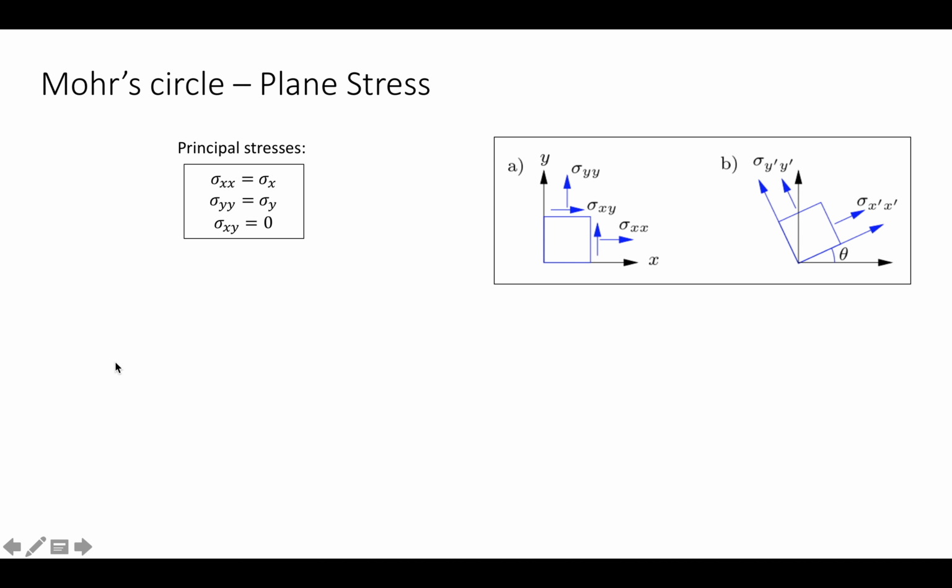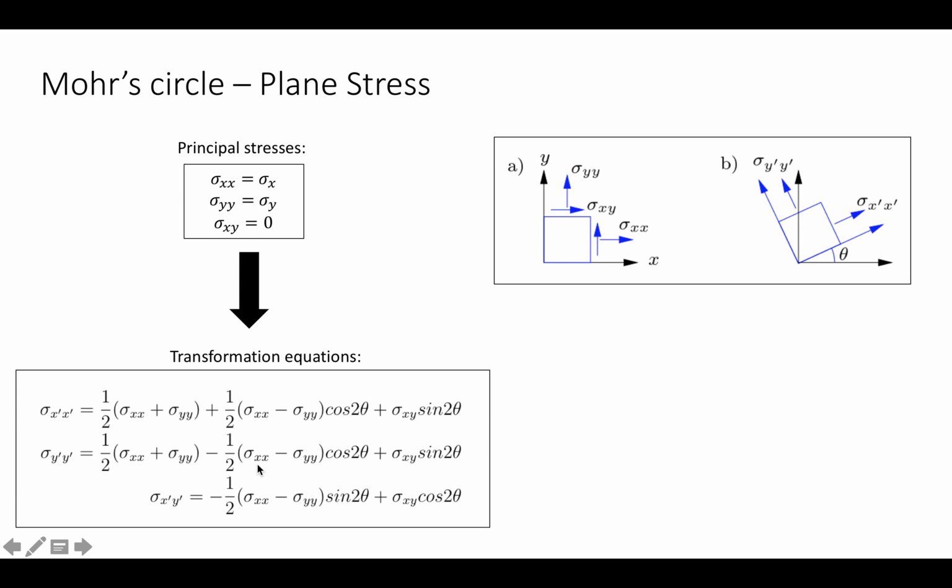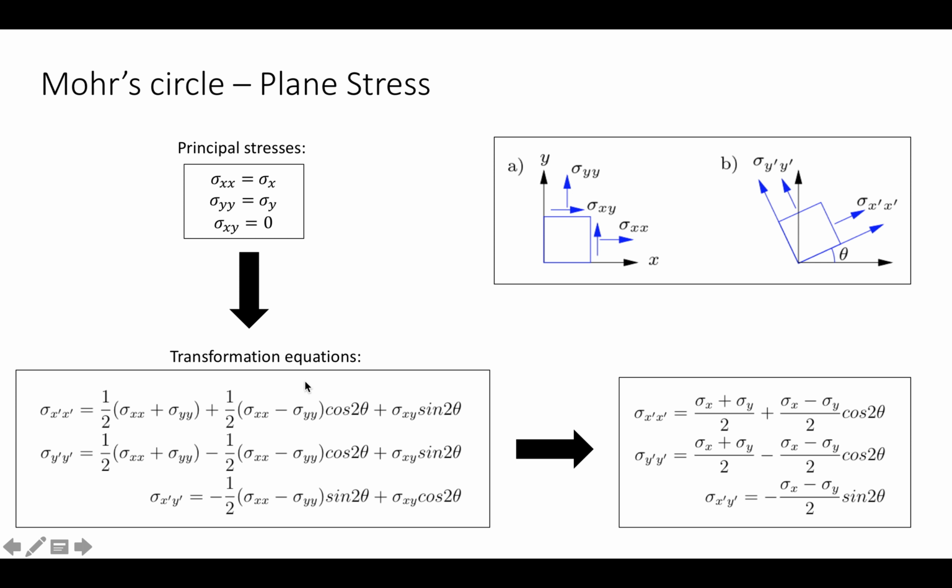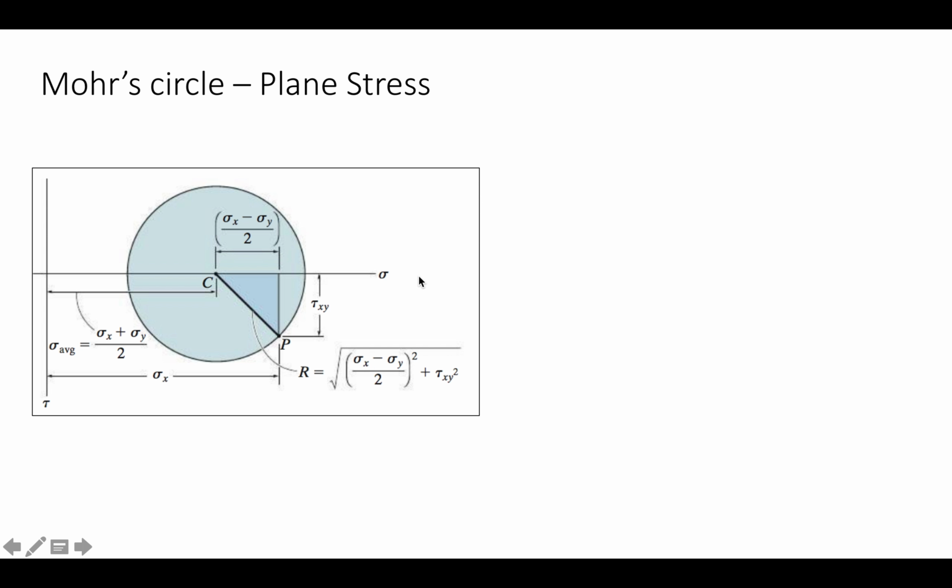So here you have the principal stresses in the figure, and then you rotate the plane by theta, and you get these principal stresses. And here you have the transformation equations. When you apply the principal stresses and the transformation equations, you get these new equations. And here you have the Mohr circle. So basically the shear stress on the y face must be equal and opposite to the shear stress on the x face, so you can get a static equilibrium.